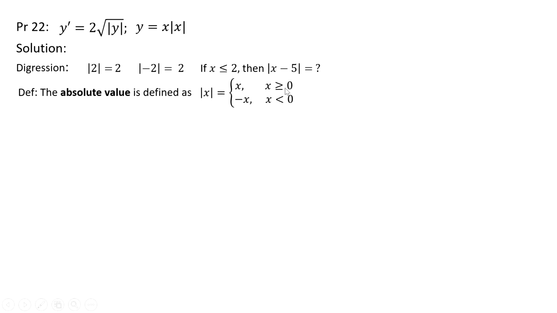So is 2 greater than or equal to 0 or less than 0? Clearly it is greater than 0. So we should take the top path. So what does this say? Absolute value of a quantity in that case is equal to the quantity itself. So that means absolute value of 2 is just 2 itself.